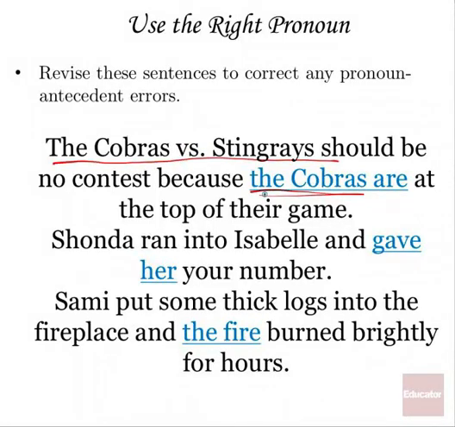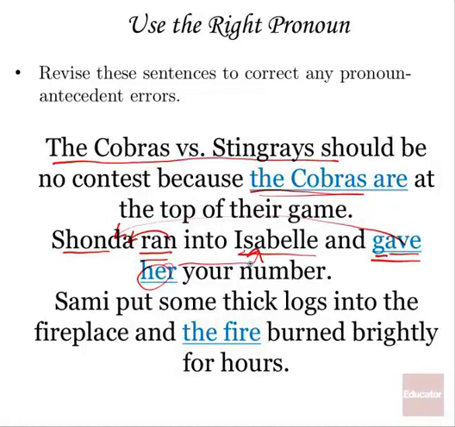Okay? Now remember, the original problem was Shonda ran into Isabel and she gave her your number. Well, Shonda and Isabel are both female, so we don't know who the she is and we don't know who the her is. But if we remove the she, Shonda ran is our verb into Isabel and gave her your number. Well, that means that the subject of the sentence performed both actions. So they both go back to Shonda. And in that case, her must refer to Isabel because, generally speaking, you don't run into somebody and then give yourself a number that you already had.